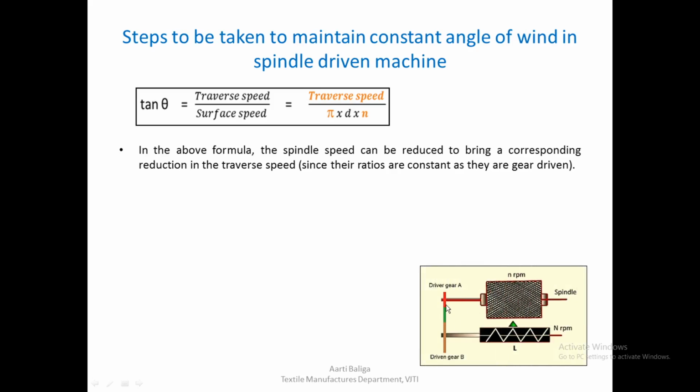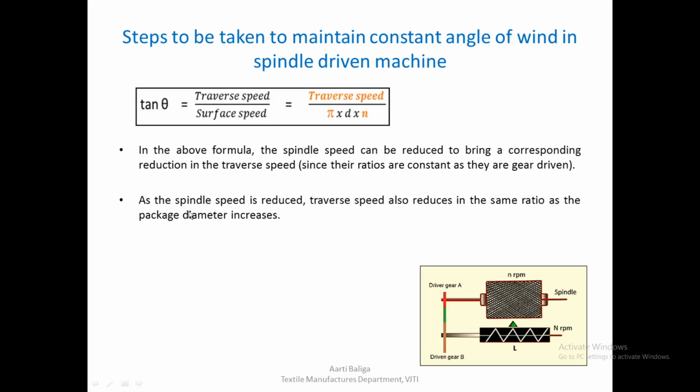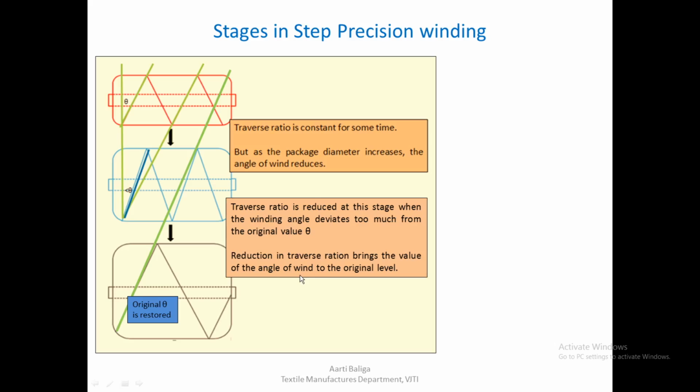So once I change the spindle speed, automatically the traverse speed will also change in the same proportion. So as the spindle speed is reduced, traverse speed also reduces in the same ratio as the package diameter increases. So by doing this, the angle of wind can be maintained. By this formula, we can see that I can maintain the angle of wind.